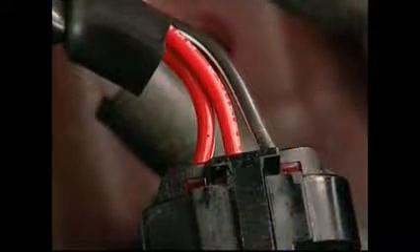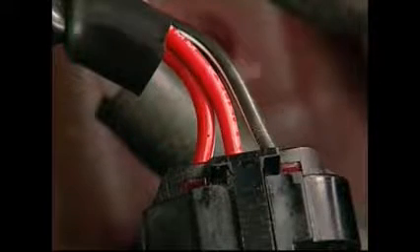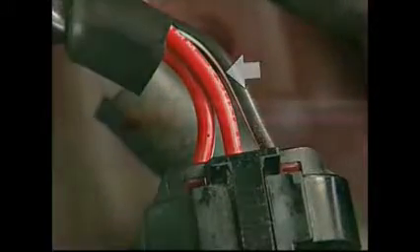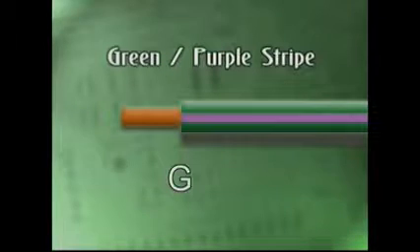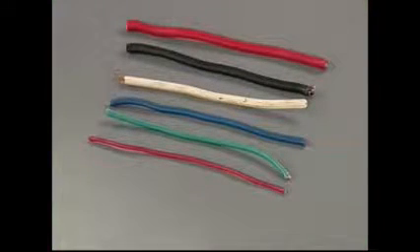Because of the number of circuits in a car, the limited number of primary colors is added to by the use of stripes on the wires. Where stripes are used, the main color of the wire is shown first, followed by a slash and the color symbol for the stripe. As an example, a green wire with a purple stripe would be shown as G/PU.